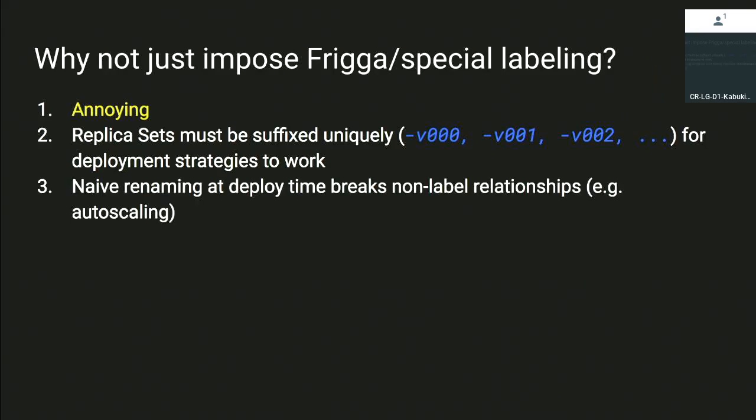Next, if you just go in and were to say Spinnaker should do some sort of naive renaming of resources, it starts to get very complicated quickly because there's relationships in Kubernetes which depend on name. And if you don't go through the full dependency graph of all things that could depend on one thing or another, you start to break these kinds of relationships, especially auto-scaling.